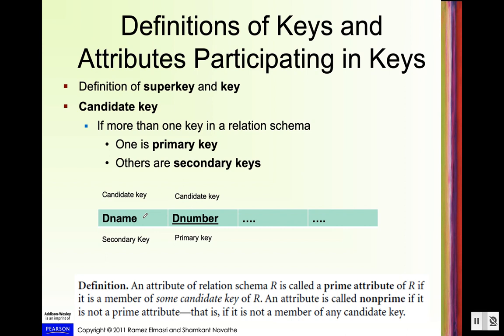Now any attribute that is part of the primary key or secondary key is known as a prime attribute, and all other attributes that are not part of the primary or secondary key are known as non-prime attributes. So in our discussion of normal forms, these definitions are extremely important, so just make sure that you understand the difference between primary key, secondary key and candidate key, and prime attribute and non-prime attribute.